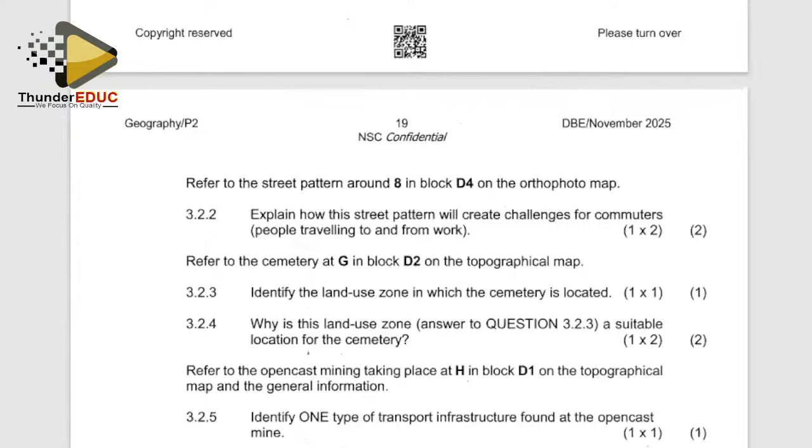They're going to cause challenges. They're going to cause delays. Where do the delays come from? From congestion at intersections. We know that the grid pattern is going to cause congestion, and hence the commuters will be delayed.